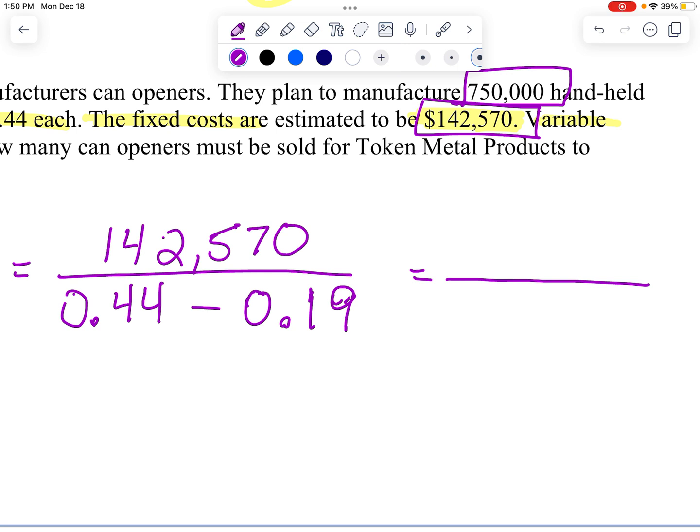For those of you that are finished writing already, I want you to just start by doing the bottom. So use your calculator and just type in 0.44 minus 0.19 and see what you get. And then I want you to write that on the bottom of our other fraction bar over here.